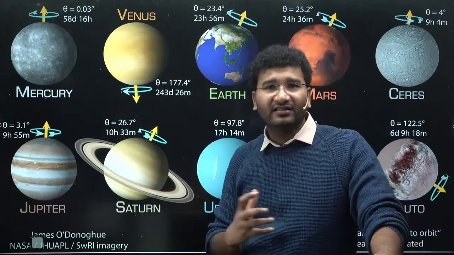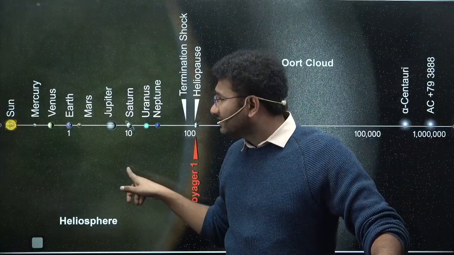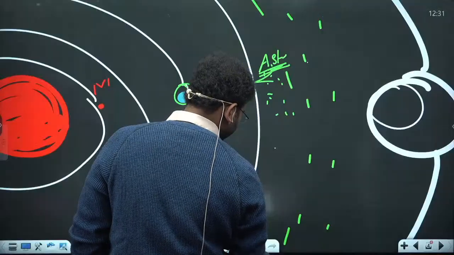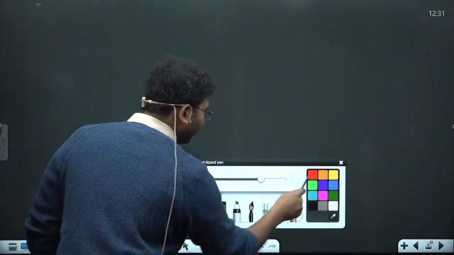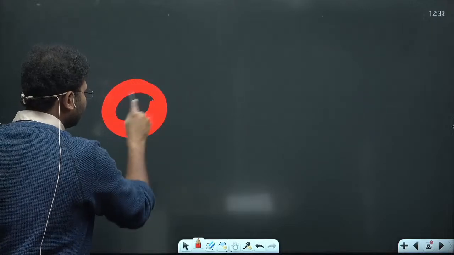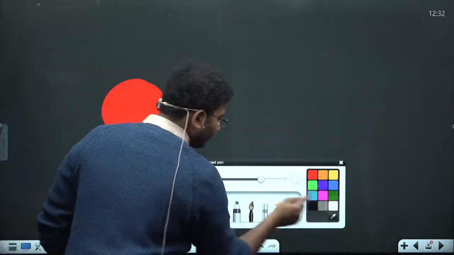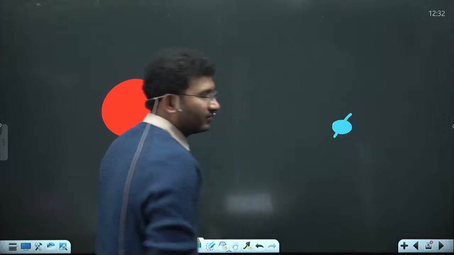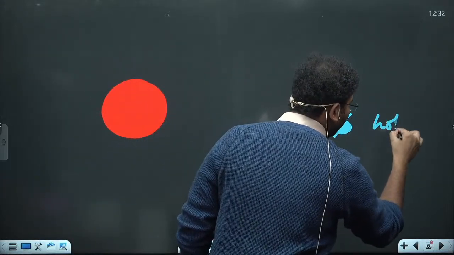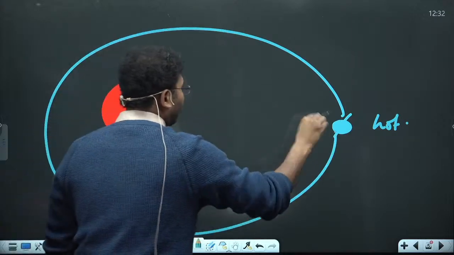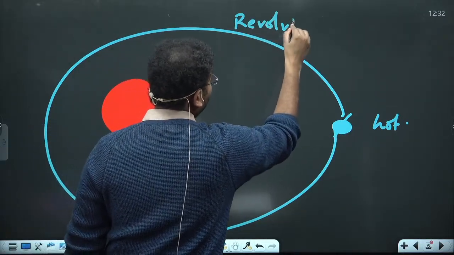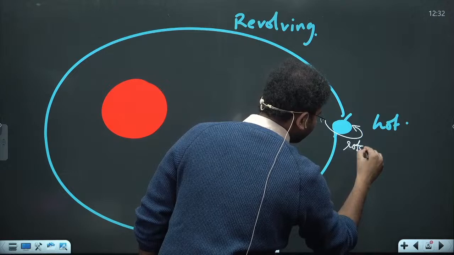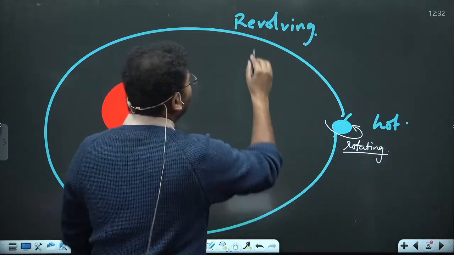Now why is this tilt there in these celestial bodies? See, this tilt is there in the celestial bodies, especially with respect to the Earth. You need to understand that. Look here. Initially, when the Earth formation took place, you know that this is the Sun, and imagine that this is your Earth. So Earth was considered to be a hot body. It is also revolving and it is also rotating.